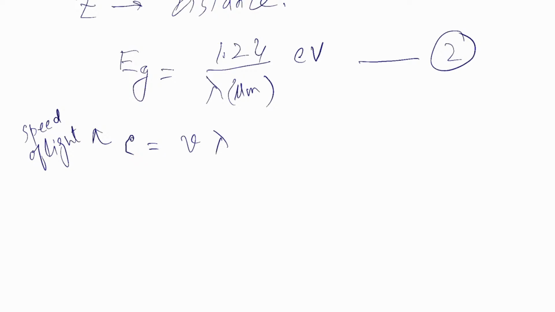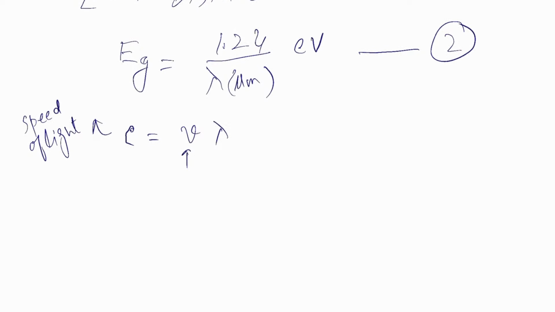I'm saying that we are going to see how we got this energy expression, Eg equal to 1.24 over lambda. We know that the speed of light is c equal to f lambda. For this course we are not using f, we are using the term nu. So that's your frequency and that's your wavelength. And we know that Eg is equal to h nu. That's another expression.